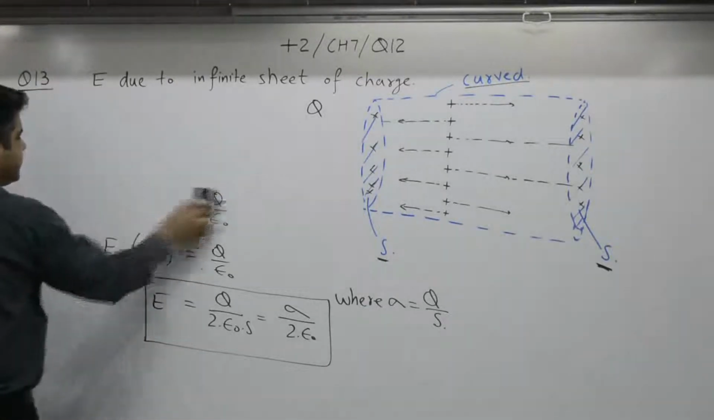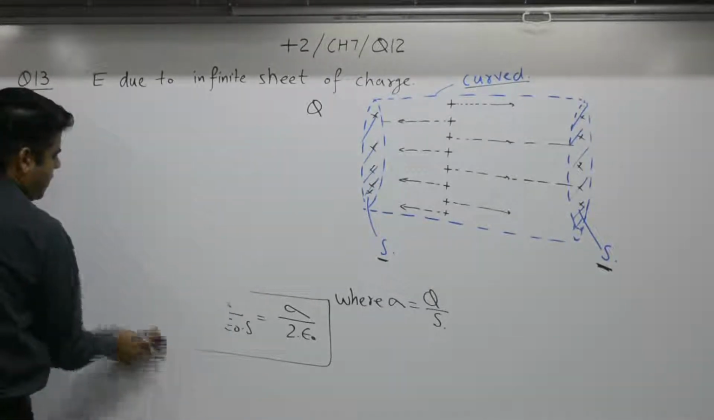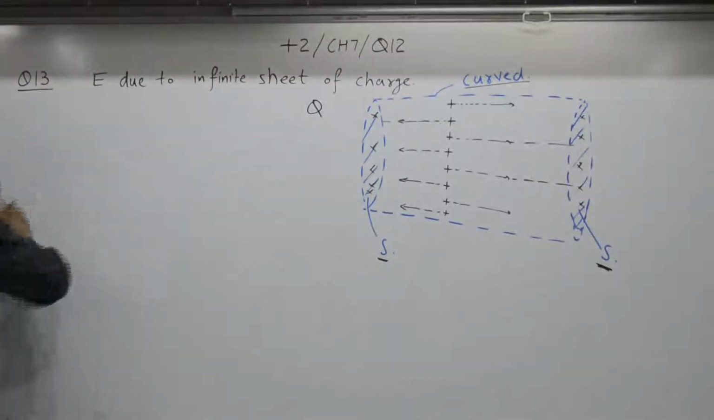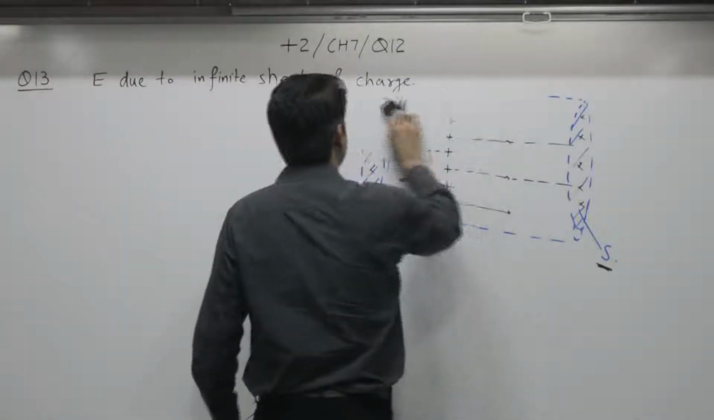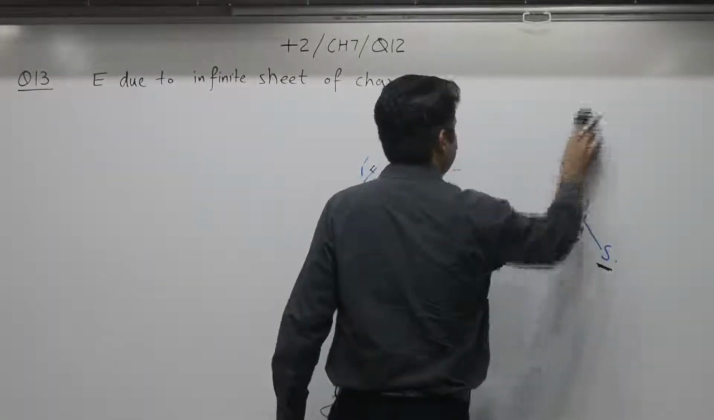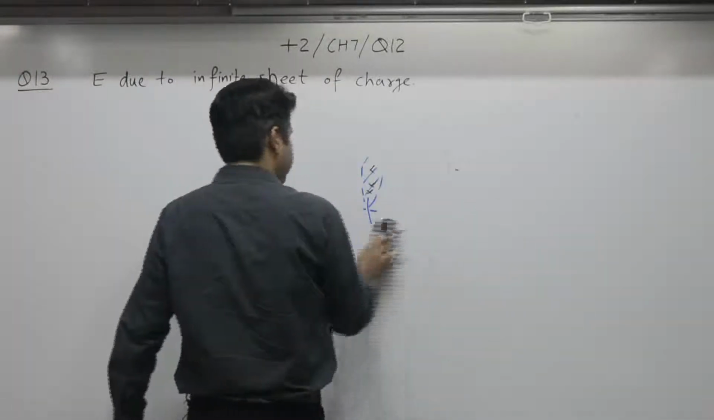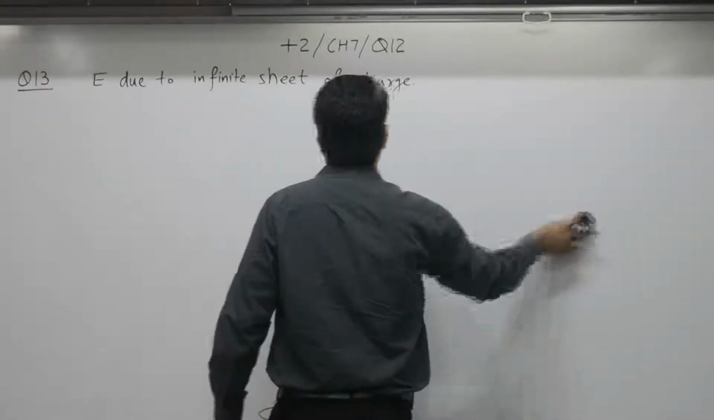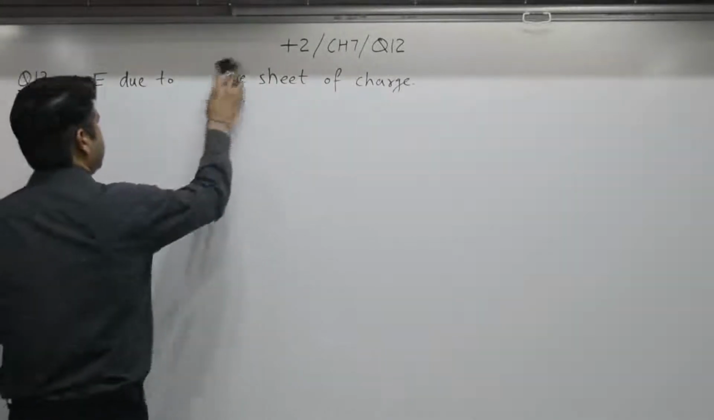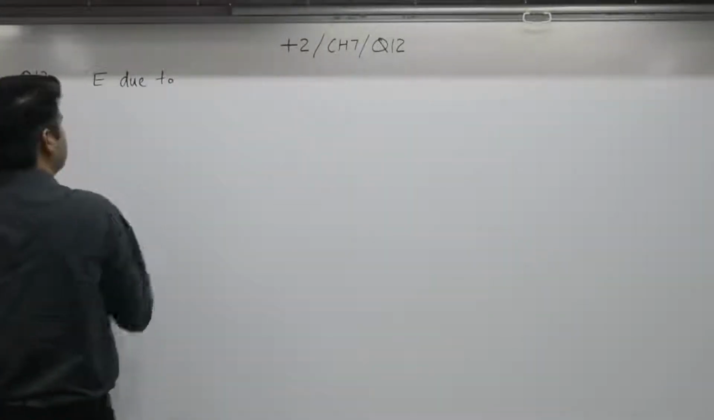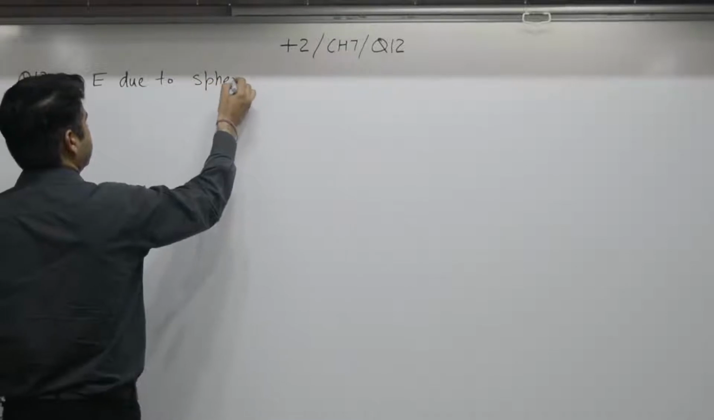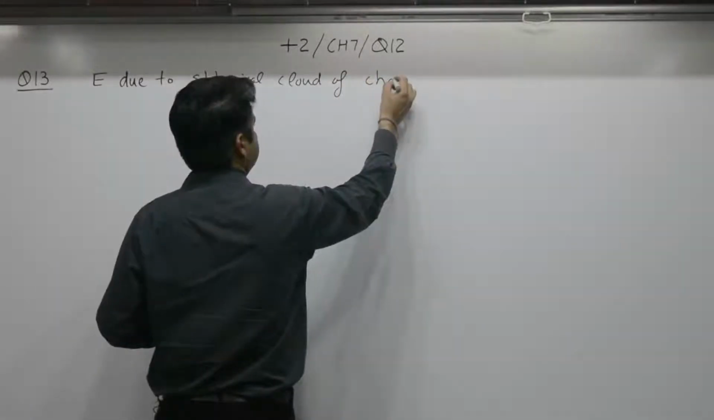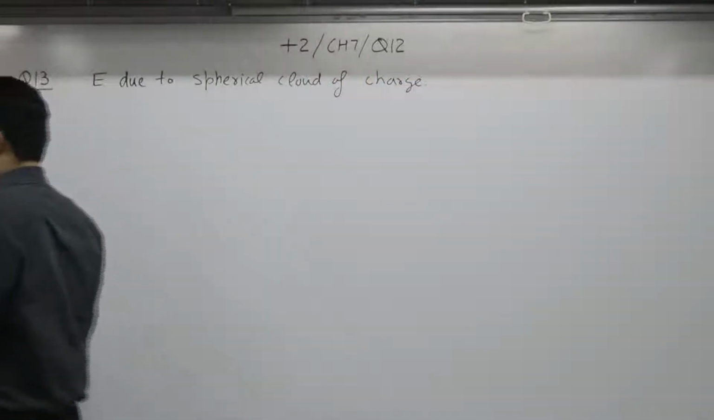Look, question number 13 is: find E due to a spherical cloud of charge, that means volume distribution of a charge. There are two cases for the same, both inside and outside.